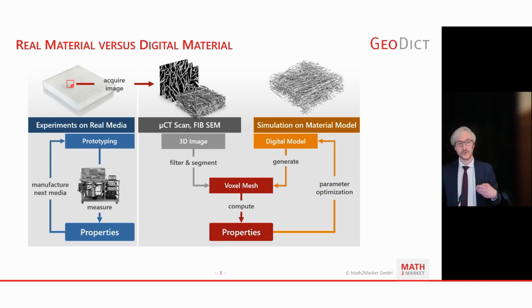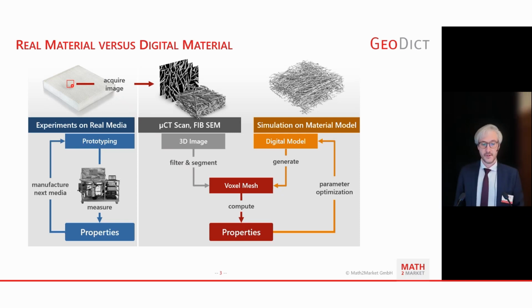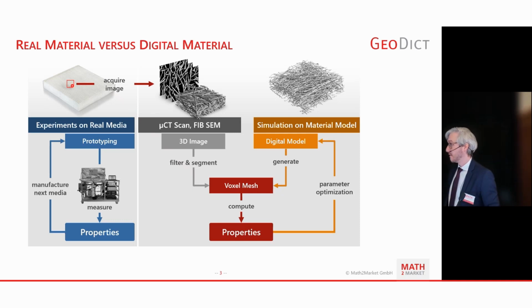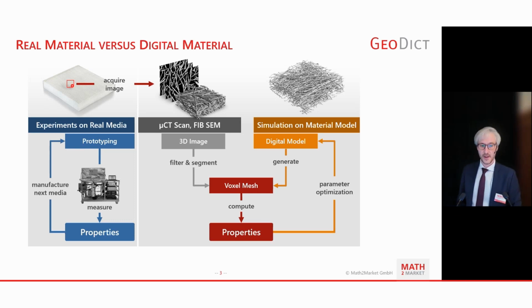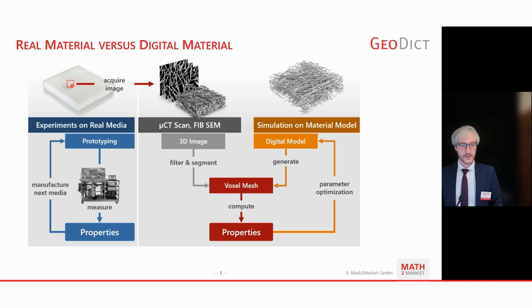If you want to do that digitally, you need to start with an image of the material, usually something like a CT scan. And then this 3D image needs to be processed until you have something that is called here a voxel mesh. In Geodict, we often call that a structure, since we rely on voxels. And based on this voxel mesh, you can do simulations and compute the physical properties digitally.